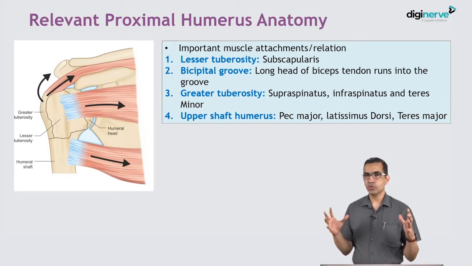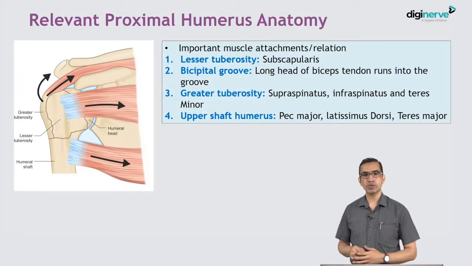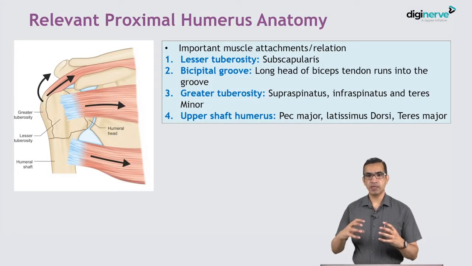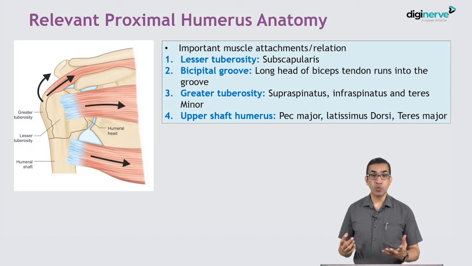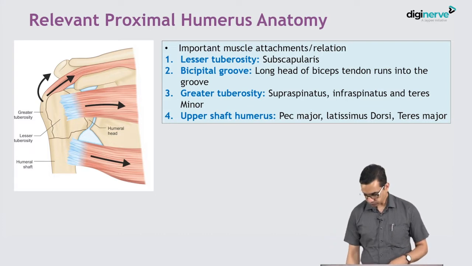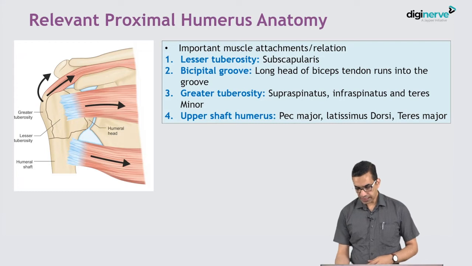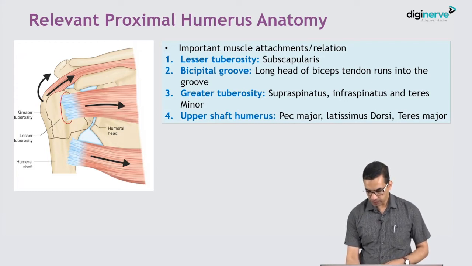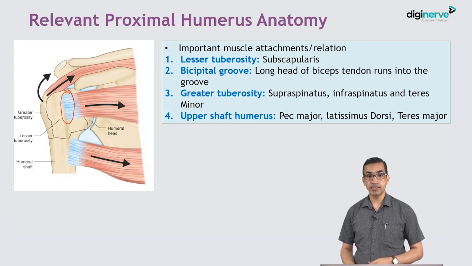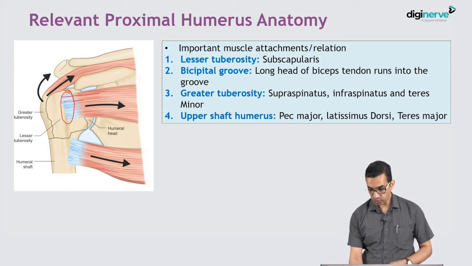Why do you need to know the proximal anatomy? Because when the muscles are attached onto these tuberosities, that is lesser tuberosity and greater tuberosity, when fractures happen, they tend to pull the fragment away, and that's why you need to know. If you look at the lesser tuberosity, it is the subscapularis which is attached. So if there is a lesser tuberosity fracture, it will have a tendency to migrate medially.